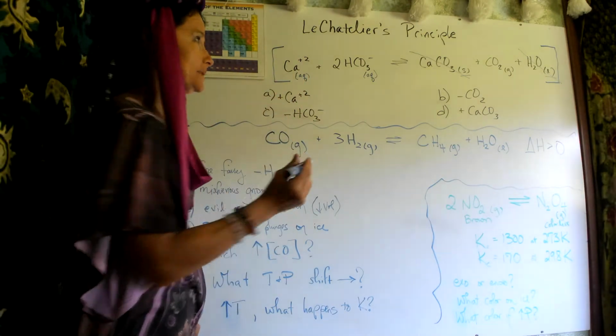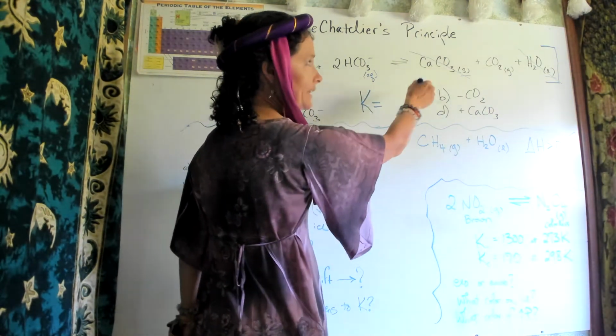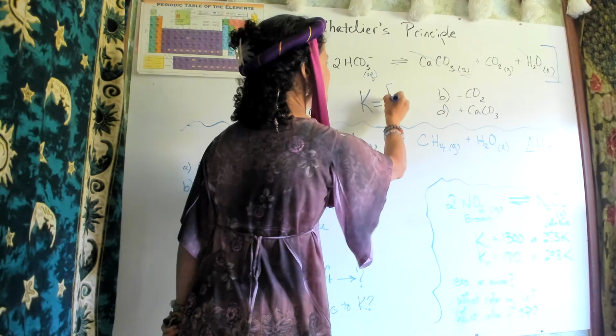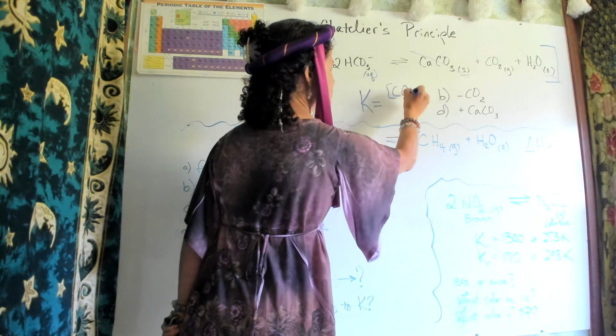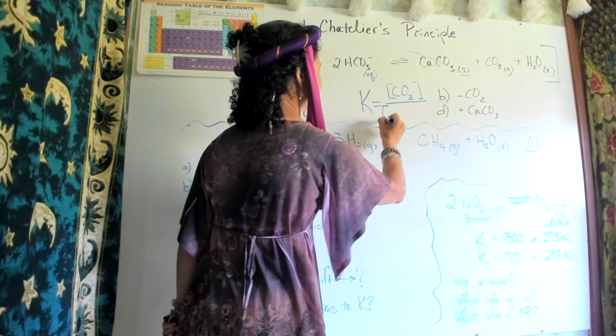All right, if we add more calcium, the reaction has to use the calcium. So remember our K expression. Let's go ahead and write our K expression. So K equals, we leave off the solids and liquids. The only thing in the numerator is the CO2. So products on top in the numerator, and then our reactants are in the denominator.